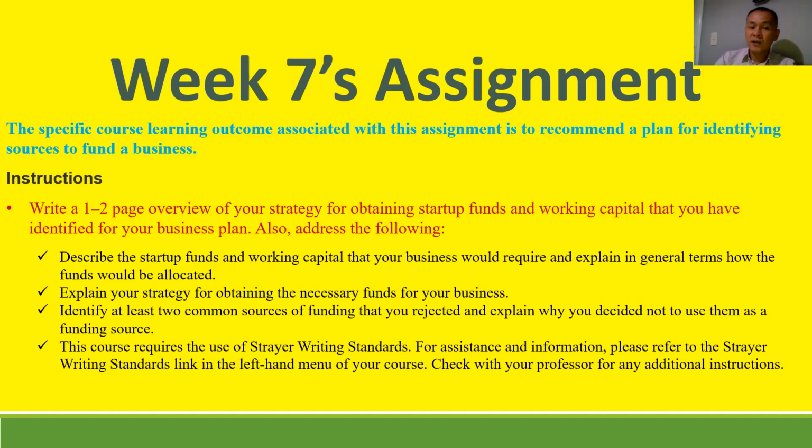So you need to describe the potential funding sources and your working capital. Explain the strategy for obtaining the necessary funds. Then you need to identify at least 2 common sources of funding that you potentially reject. So you have 3 components that you need to focus on addressing: your startup funds and working capital. You have to explain that. You can put that together in 1 paragraph. Then you also need to explain how you go about obtaining the funds. Then you need to discuss 2 financial sources that you as a budding entrepreneur will not use and why you will not use them. So these are the writing instructions for assignment number 3 on the startup funds.